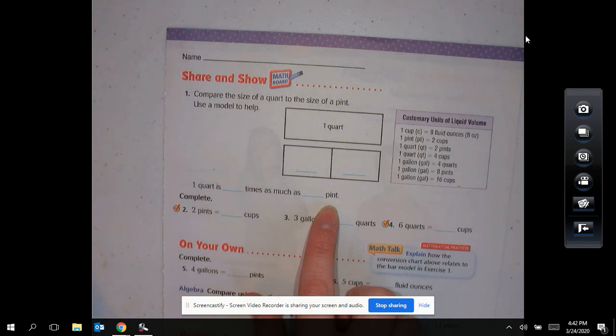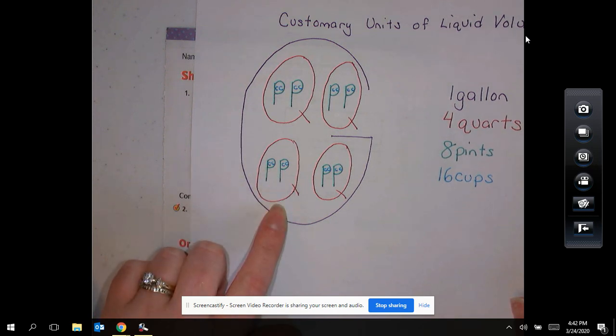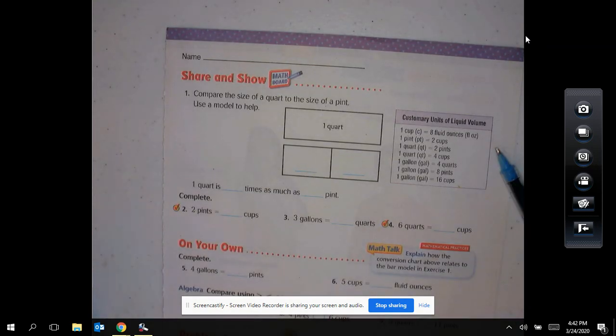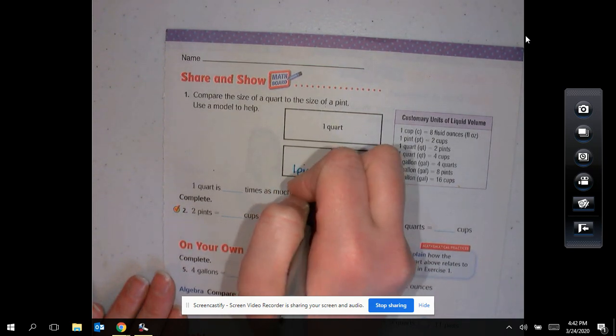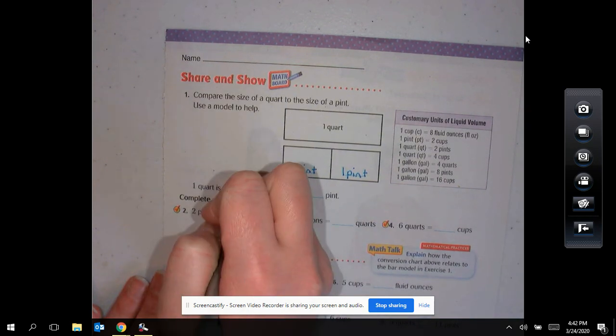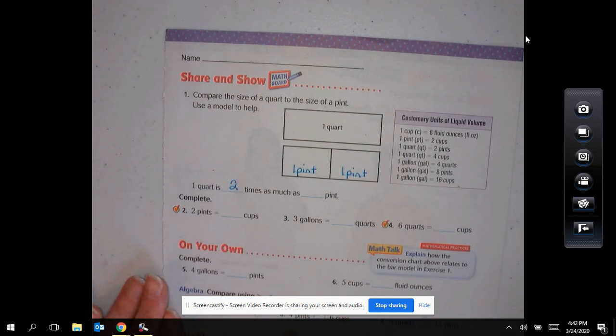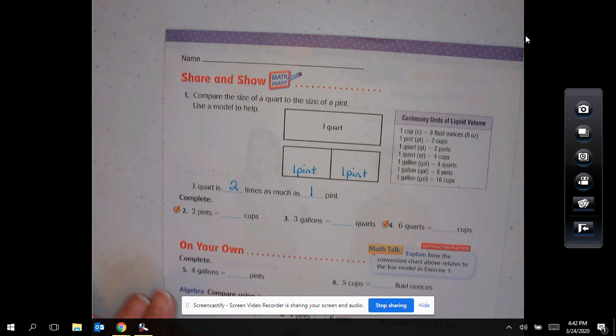So if we're looking at our bar graph or inside our picture of our G, a pint, there are 2 of them inside this quart. So I have 1 pint and a second pint. So 1 quart is 2 times as much as 1 pint.